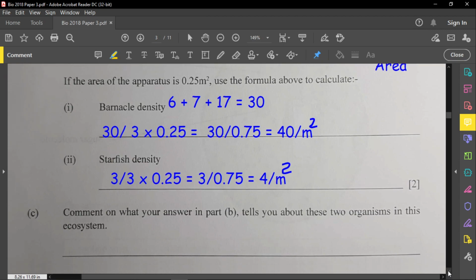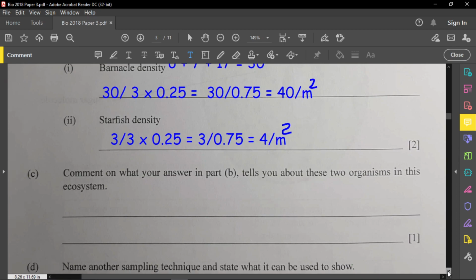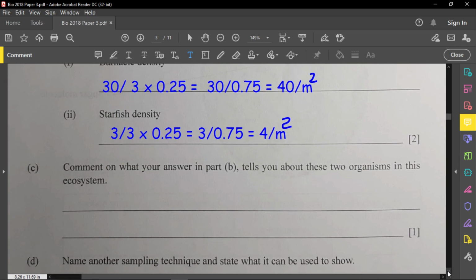It said, comment on what your answer in part B tells you about these 2 organisms in this ecosystem. So look at the numbers. The number of barnacles is 40, and the number of starfish is 4, in terms of square meter. What can you say about these numbers? What do you notice with 4 and 40? You can clearly state that the barnacle population is approximately 10 times greater than the starfish. Let's write that in.